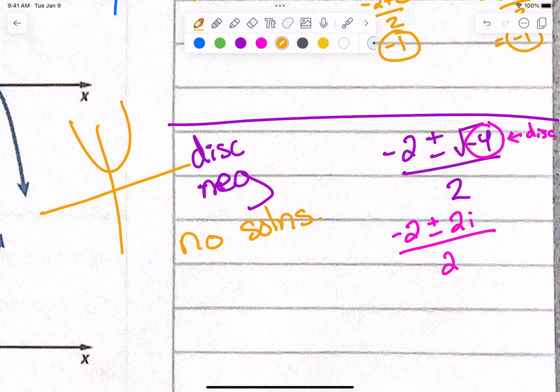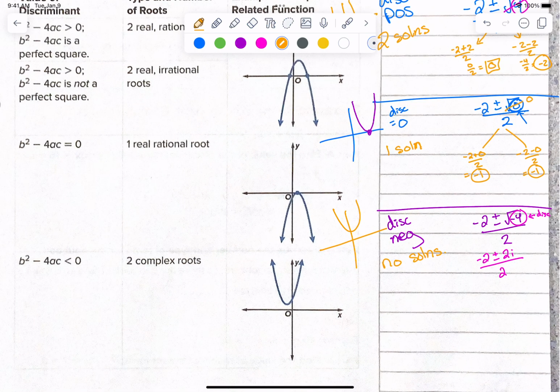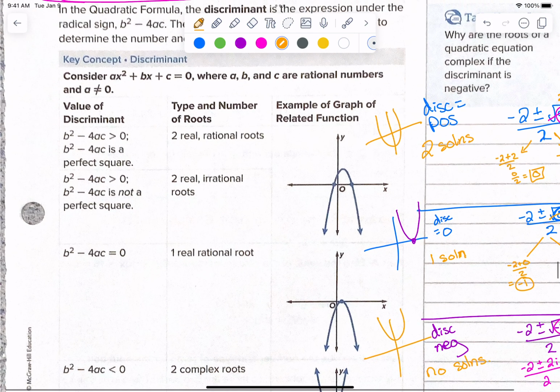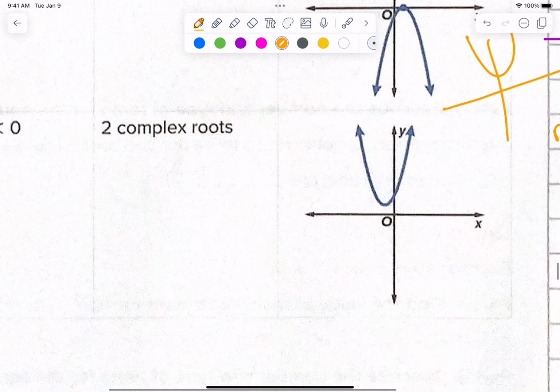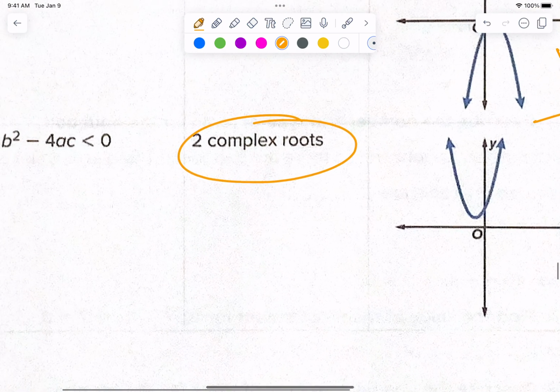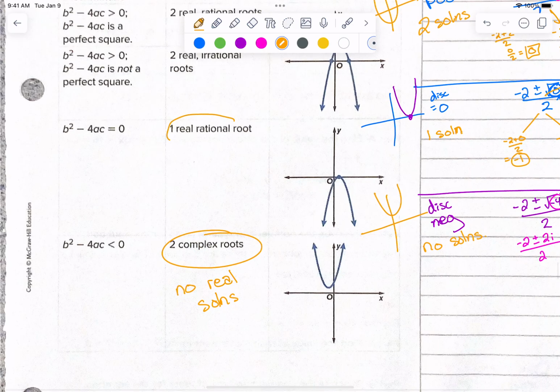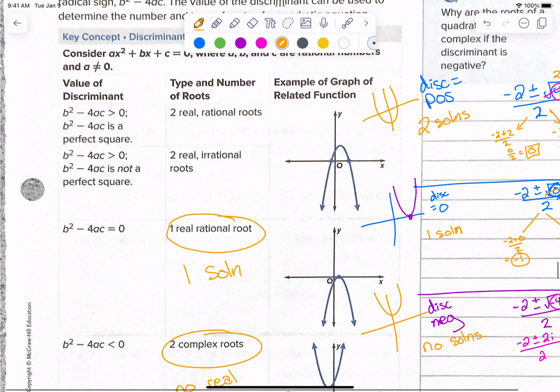Yes, Ella? So if you have a negative, can you just bring no? If you have a negative, there's no solutions. Yes. Okay, got it? So that's what they say right here. And Zach right here said 2 complex roots, which technically means that there's no real solutions. No real solutions. If you have 1 real rational root, that means you have 1 solution. And if you have this going on, you have 2 real solutions.